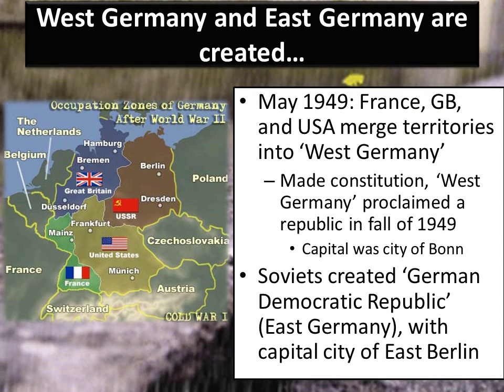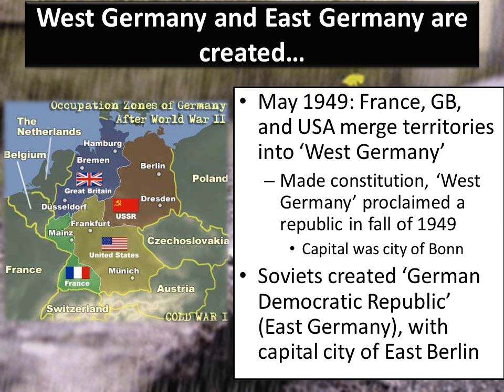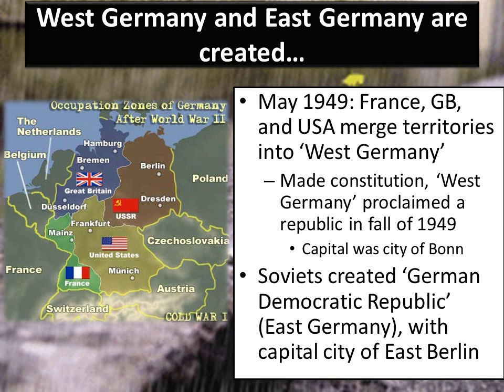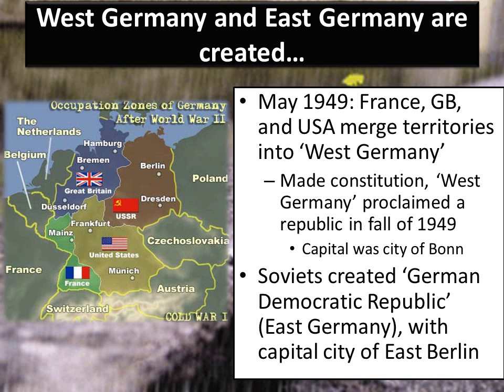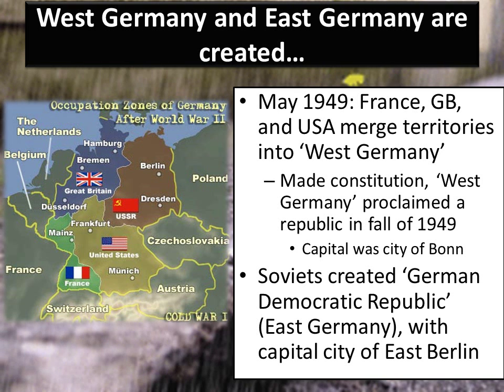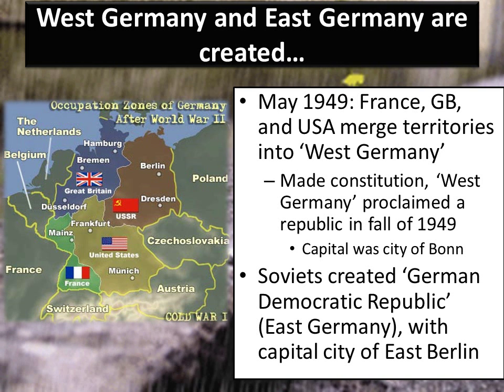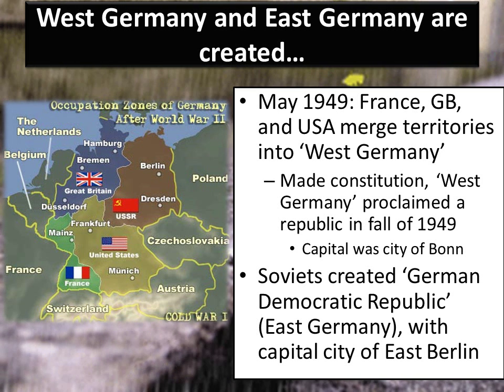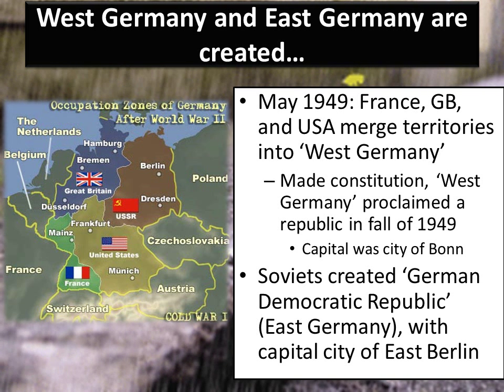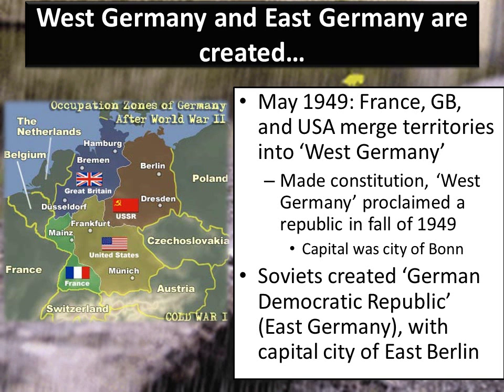So after France, Great Britain, and the United States successfully merged their 3 sections of the city of Berlin in May of 1949, those same 3 countries decided to merge their territories in the larger country of Germany, and they created a new independent state that was called West Germany. They made a constitution, and they declared that West Germany was its own independent republic in the fall of 1949. And the capital city of West Germany was the city of Bonn.